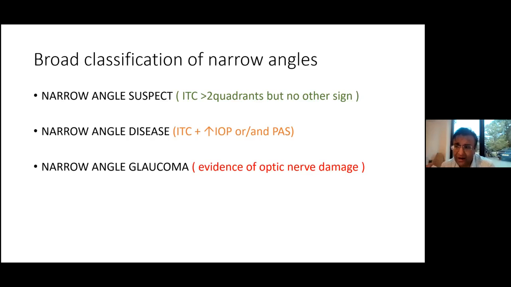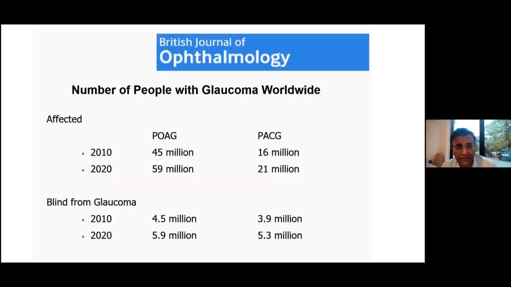And if the IOP starts to go high, or if patients start to develop peripheral anterior synechiae, or if they start to develop intermittent symptoms, such as headaches in the trigeminal distribution, eye ache, intermittent halos, or blurry vision, then you call them narrow angle disease. But if this disease causes optic nerve damage, then we call it glaucoma. So this is how we will deal with the presentation in the coming minutes.